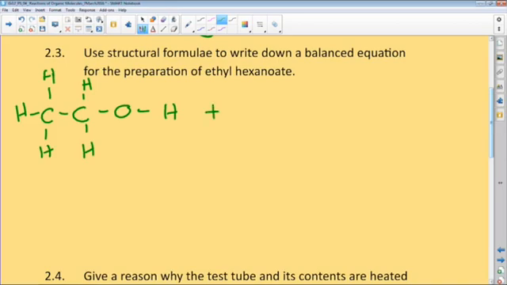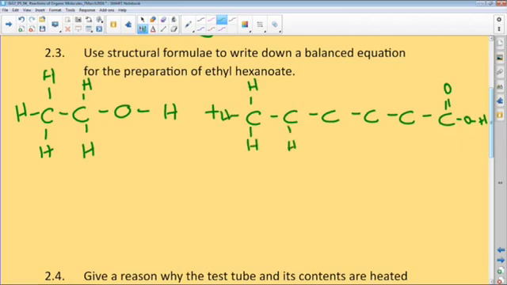Hexanoate means hexanoic acid. So that means hex is 6. So 1, 2, 3, 4, 5, 6. And we're going to have the acid part of it. Now we put in all our hydrogens. Okay, and I know it gets boring, but you must put in all the hydrogens. So there we go. Don't put in hydrogen in the last one because then the carbon's got too many friends. And so now we make ethyl.